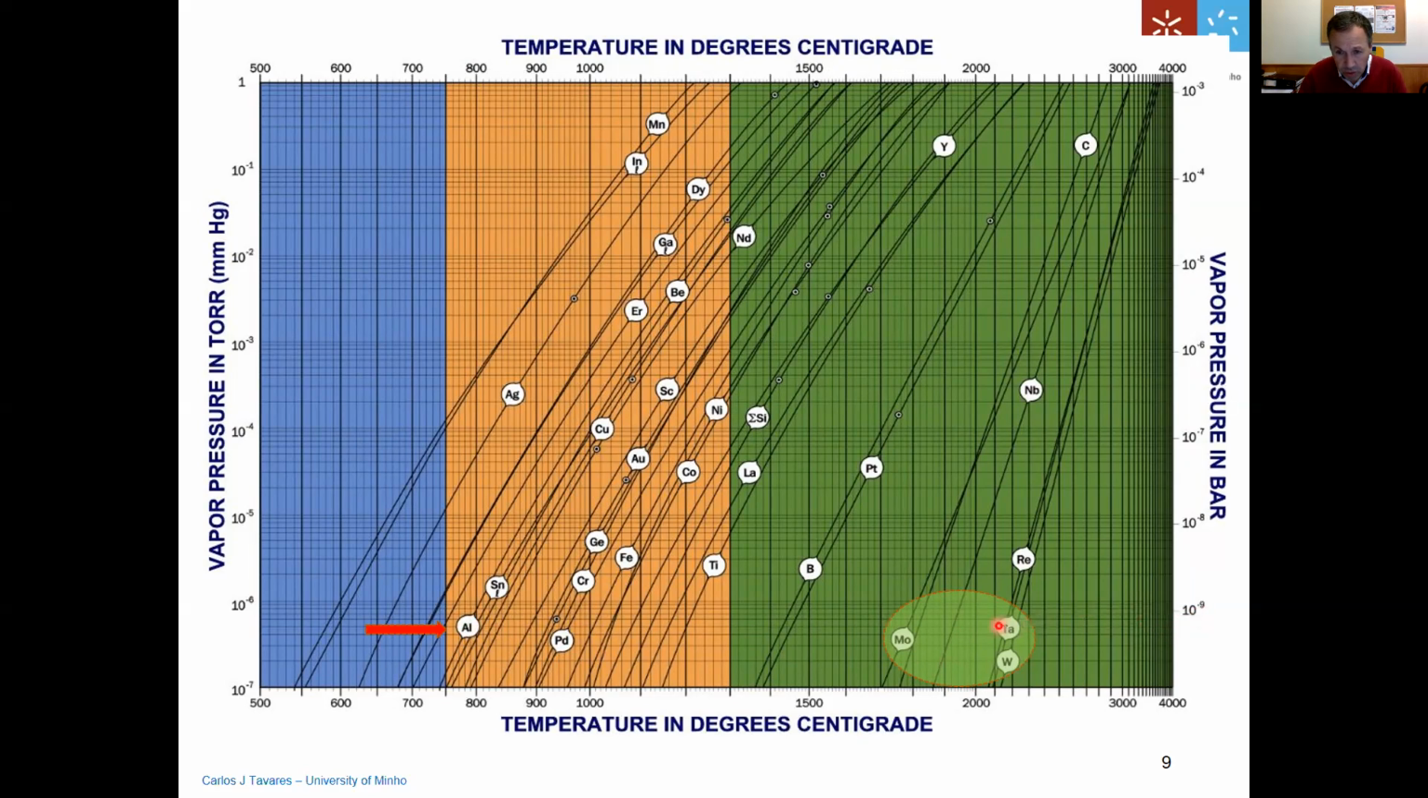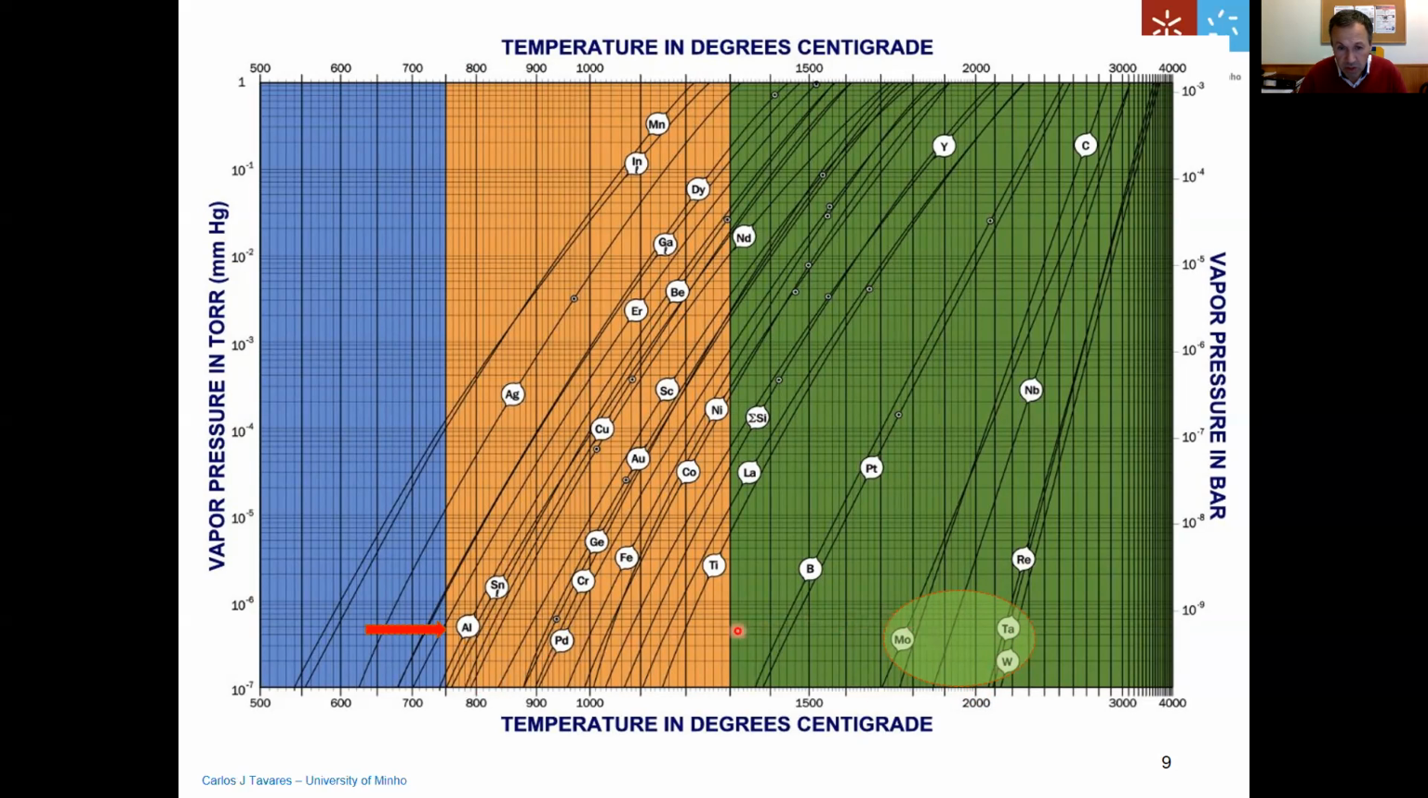Okay, you don't have to worry about contamination between aluminum and tantalum and tungsten, because these elements will not be evaporated very easily from the source, because they would only evaporate at temperatures higher than 2000. Okay, and you're working at below 700 degrees C.